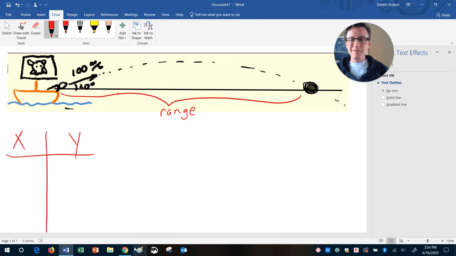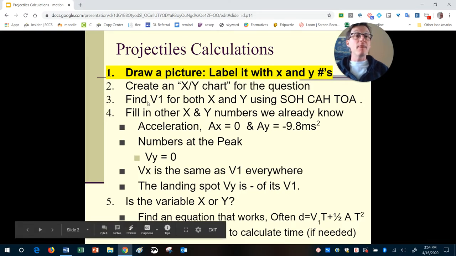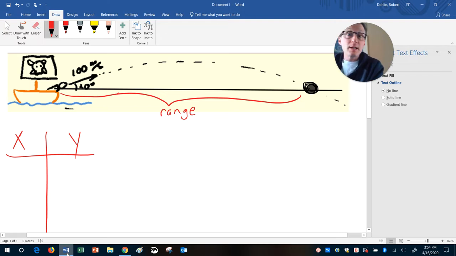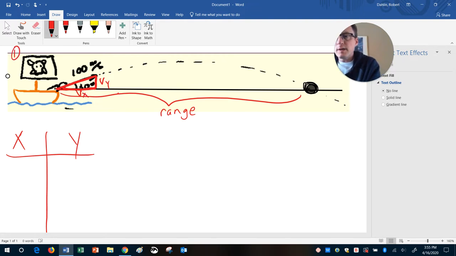Okay, go back to the notes. Step three, find the V1 using SOH CAH TOA for X and for Y. So what does that mean? Remember, this is like a triangle. This is our hypotenuse, and we can make a right triangle out of this, where the up and down side is the VY and the side-to-side side is the VX. So step one we got done, we drew a picture. Step two, we got a chart started. Now step three is we're gonna find our V1s.